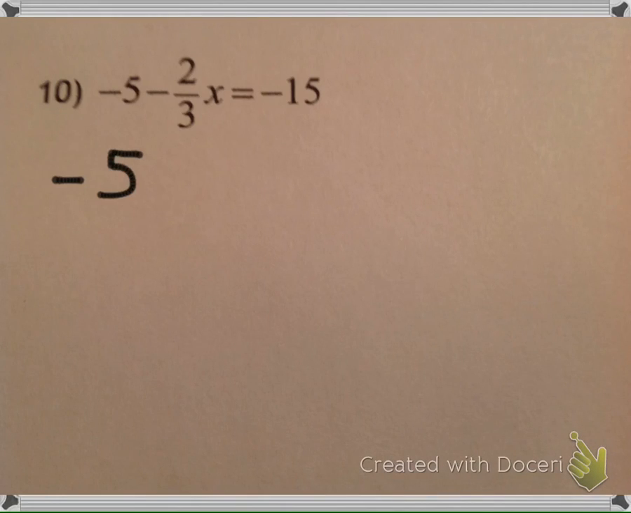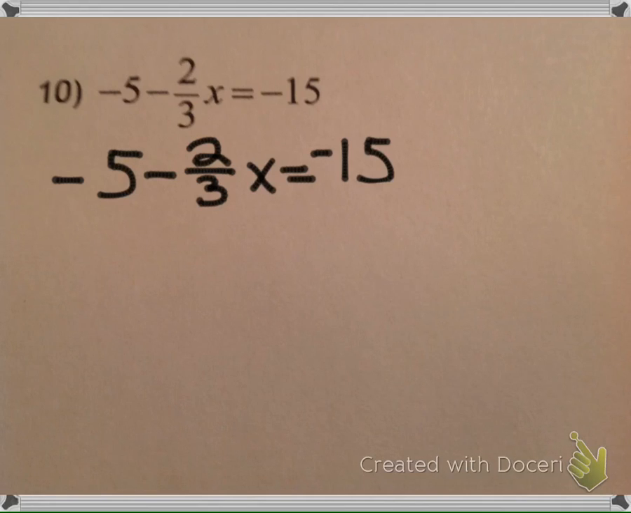Okay, last one. I have negative 5 minus 2/3 x equals negative 15. Again, we're going to work farthest away from your x. So first we're going to get rid of that negative 5. In order to get rid of that, we're going to do the inverse, which is add 5. Whatever I do to one side of the equation, you have to do to the other.